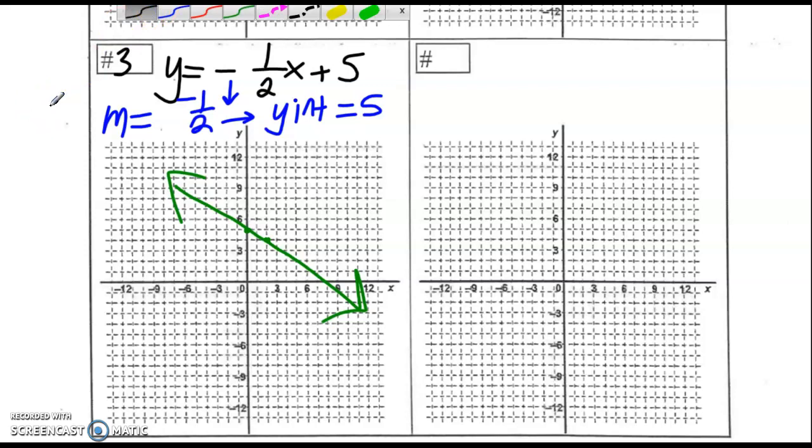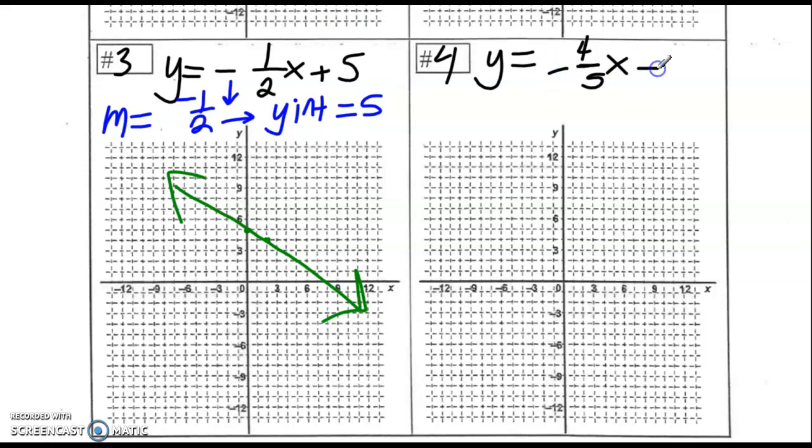All right, I'm going to have you try this one. This is equation number 4. It is y equals negative 4/5 x plus 7. Negative 4/5 x plus 7. So give that a try. Identify the slope and y-intercept, and then try graphing that on your own. I'm going to walk around.